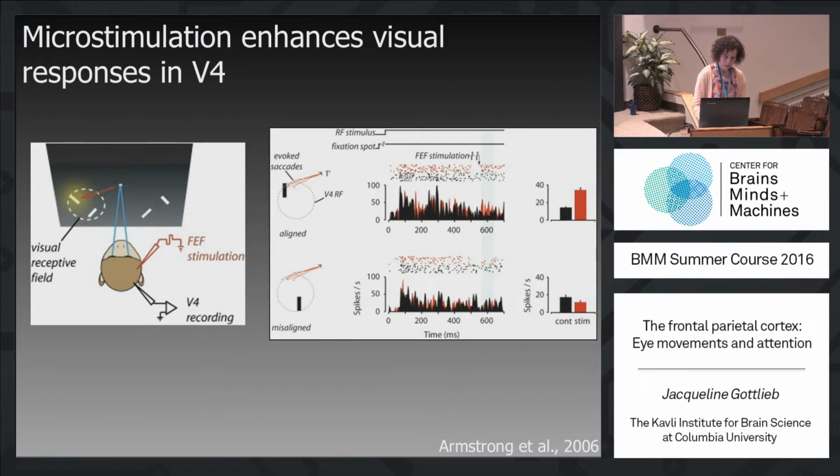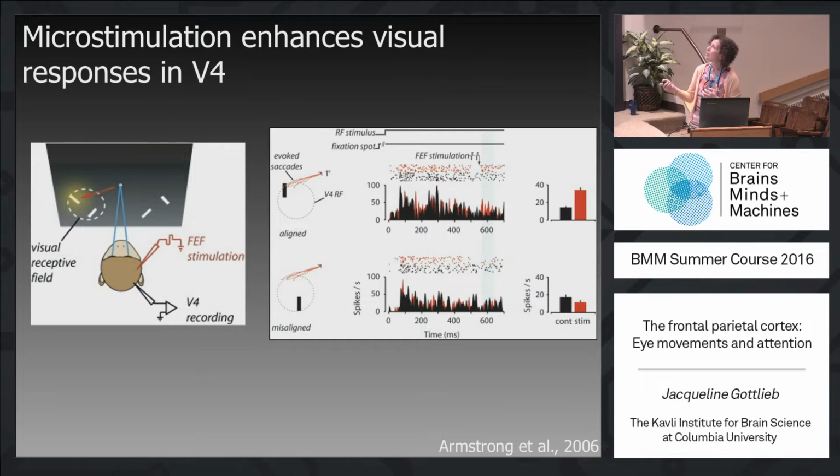Sometimes there was more than one bar in the receptive field, and they were cued to pay attention to one. And the recordings were in area V4, so the authors were monitoring the responses of a V4 neuron. But they also had a stimulating electrode in the frontal eye field, and they had to go through great pains to align the two receptive fields. So they had to characterize the receptive field of the recorded cell in V4, and then find the corresponding receptive field in the frontal eye field.